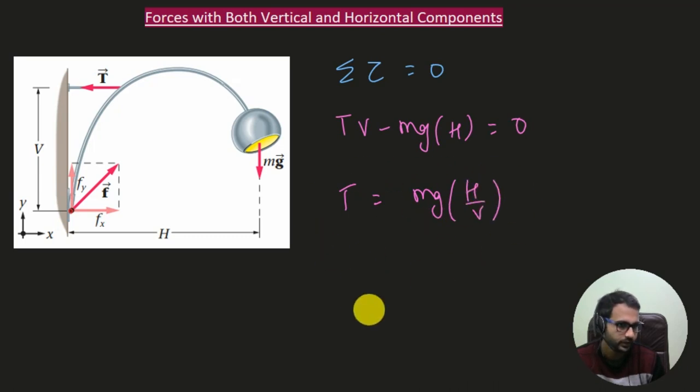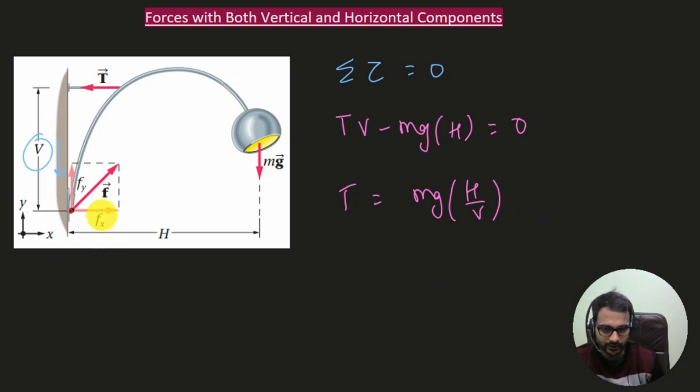Now did you notice one thing? The tension force increases if the wire is connected closer to the bottom of the rod. That means if this distance v is decreased, the tension force is going to increase. This we can observe from here. So we have obtained the expression for the tension force T.